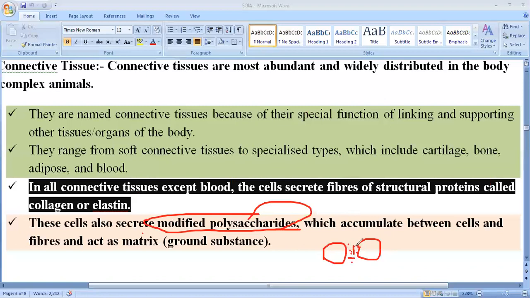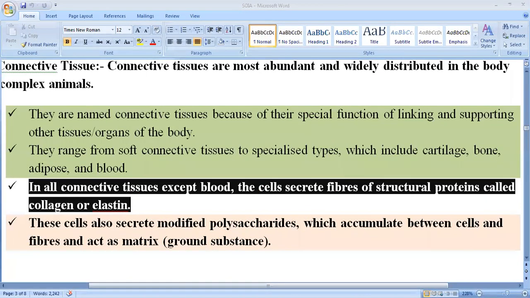This secretion is considered as a modified polysaccharide, and this substance is known as the matrix, or ground substance. It means connective tissue cells secrete the modified polysaccharides and accumulate in between two cells, and this polysaccharide is known as the ground substance or matrix.